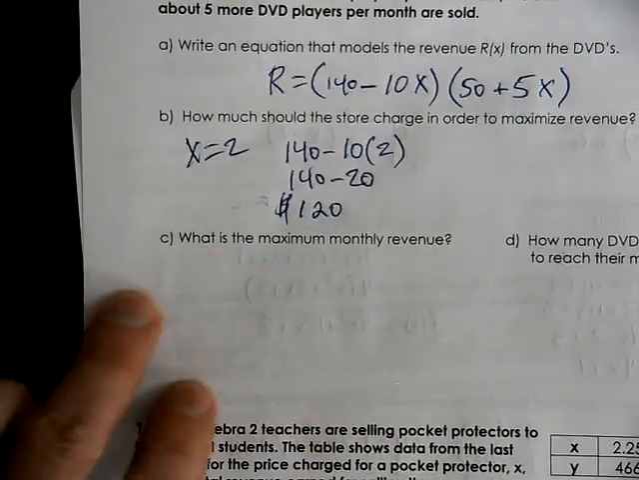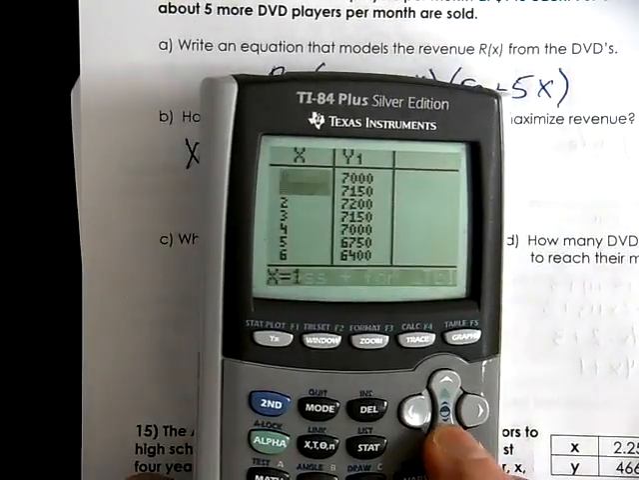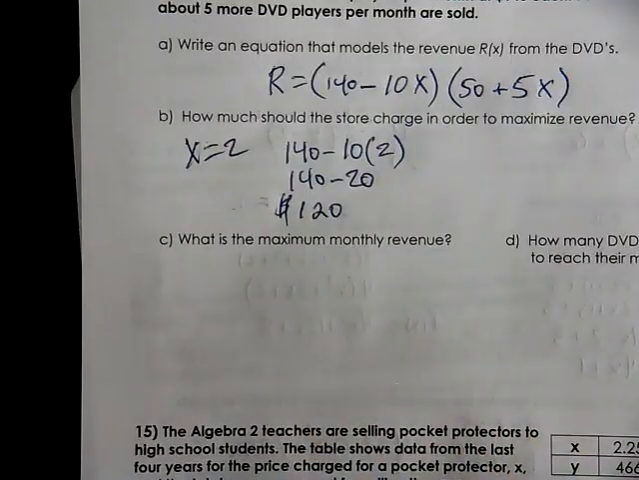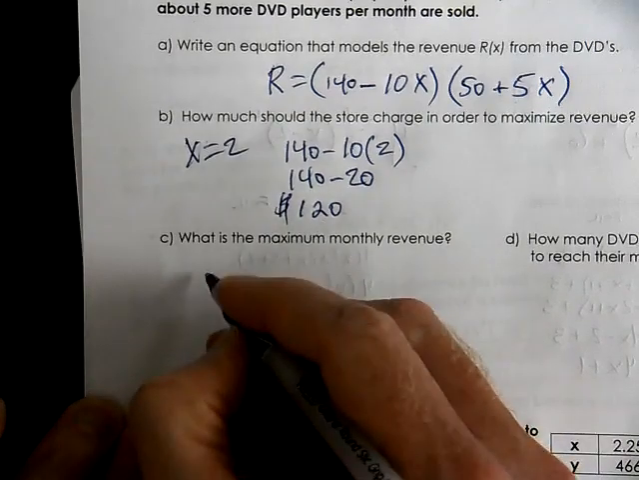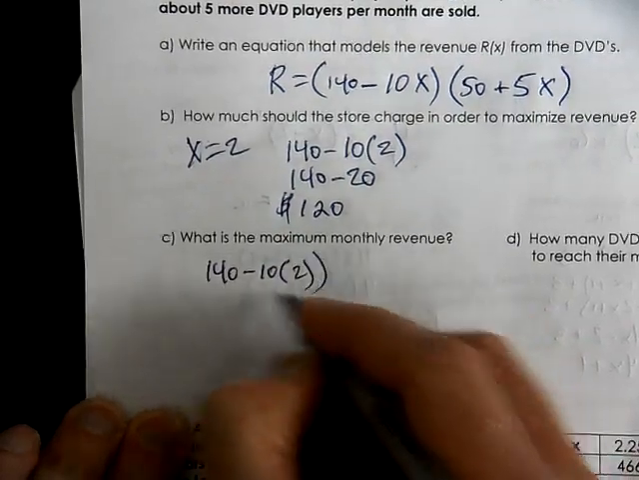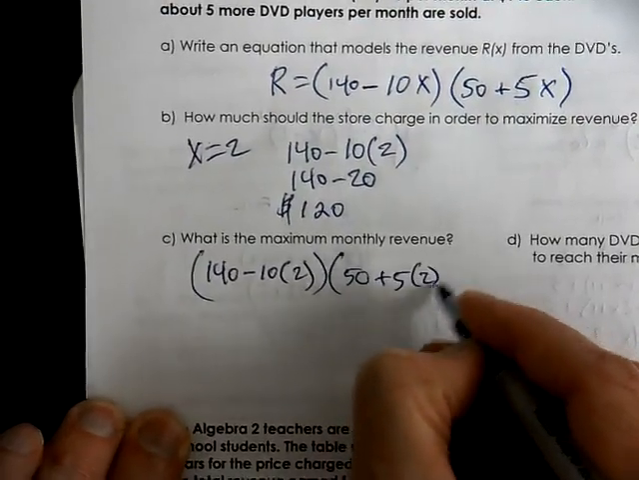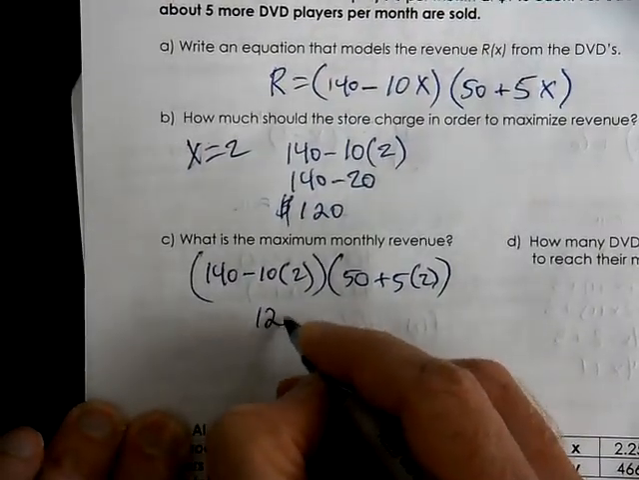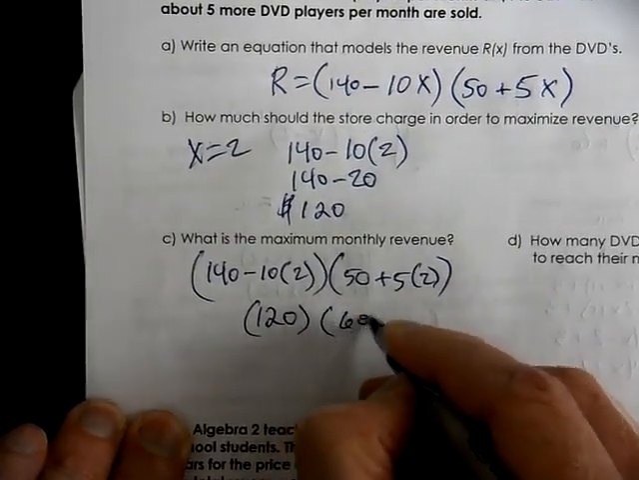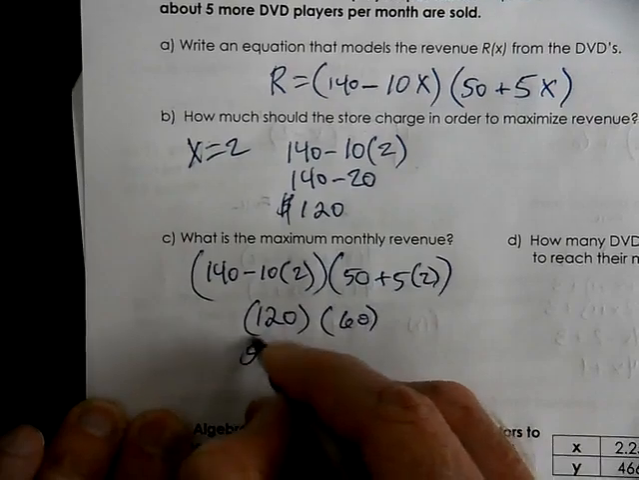What is the maximum value? Well, we saw, looking at our calculator, our maximum value is 7,200. That happened when we had 140 minus 10 times 2 and 50 plus 5 times 2. So this came out to 120. This comes out to 50 plus 10, and that is 7,200.